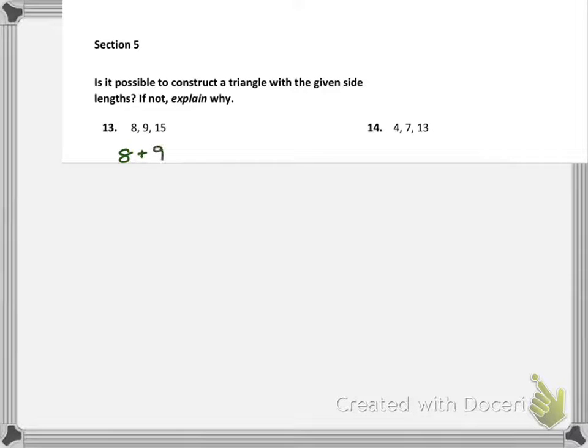So is it true that 8 plus 9, which is 17, is greater than 15? So that works. So then try 9 plus 15. Is that greater than 8? And yes, it is. And how about 15 plus 8? Is that greater than 9? And since you say yes to all, therefore, it can be a triangle.